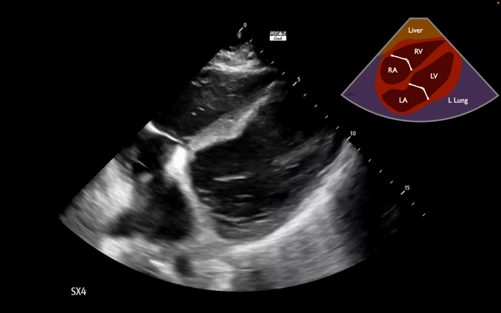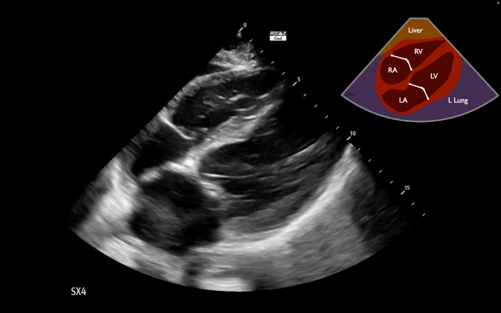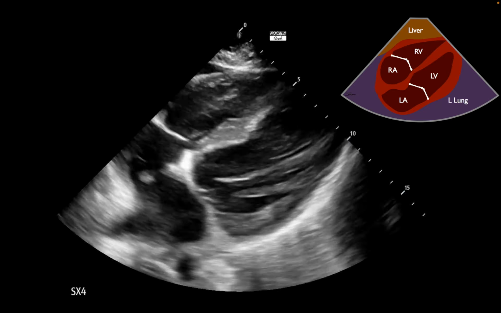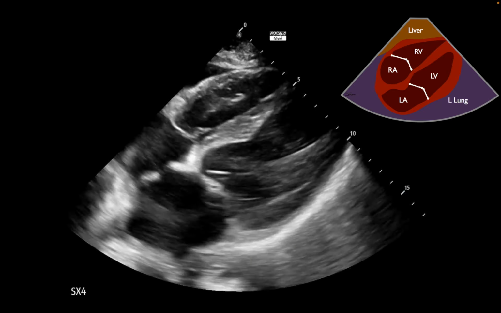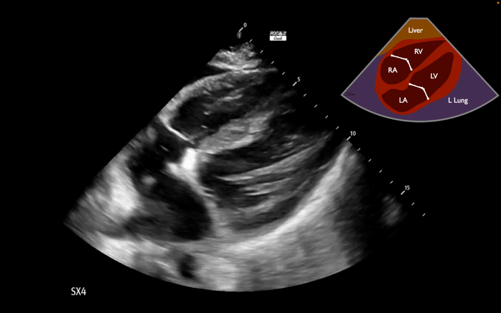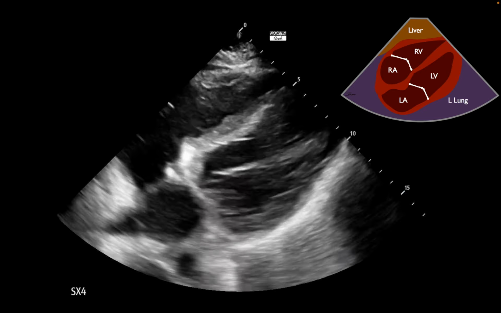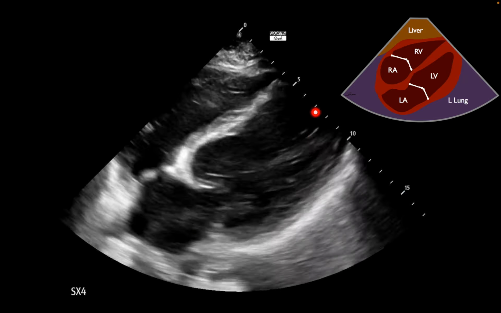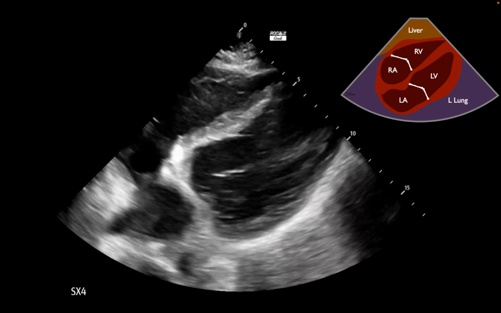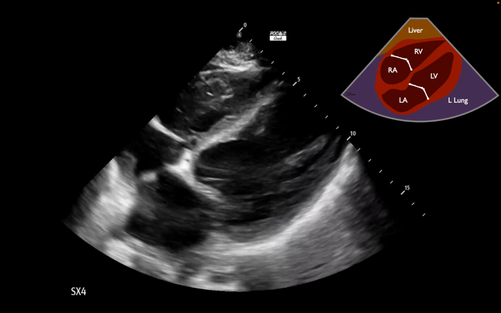Overall, we could decrease the gain on this image. That would help some of the quality. Again, we're given a chance here to see that the LA is big right here compared to the right atrium. It's a little hard to calculate the EF because we're just slightly off plane. We're cutting through this a little bit here, but decreasing the gain may help.